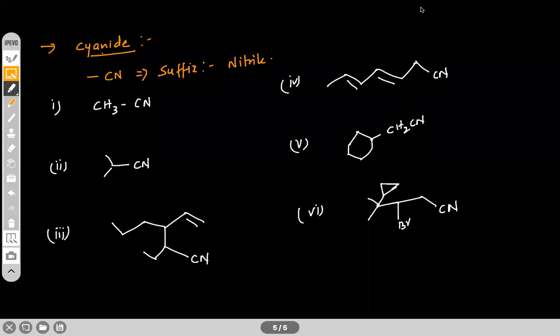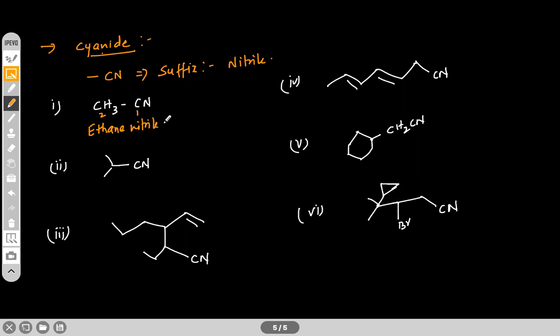Try all these. The first one I'll do and then you can try. The first one has 1 and 2 carbon atoms, so it is ethane nitrile. And we write this terminal E here. Ethane nitrile. Then you try.